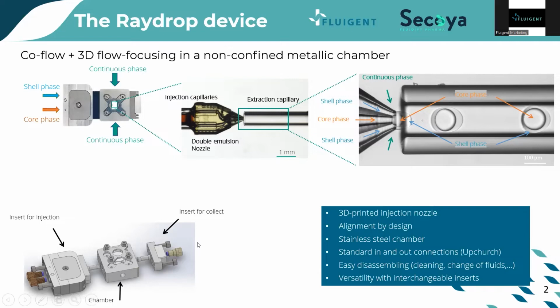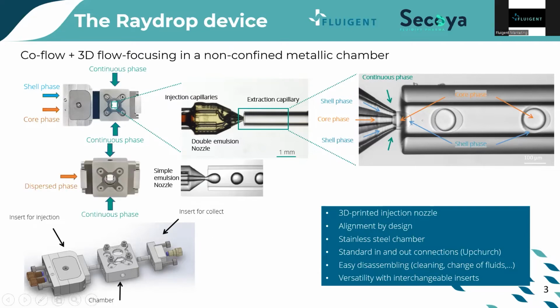But it is also really interesting when you want to make other emulsions, such as single emulsion. This is also possible. We have an insert for that, so you do not need to buy another RayDrop. You just need to remove the double emulsion nozzle insert the same way and replace it with a single nozzle insert, where you will carry only the dispersed phase. The continuous phase will be the same, and you will have one single nozzle mounted on this insert to make simple emulsion.